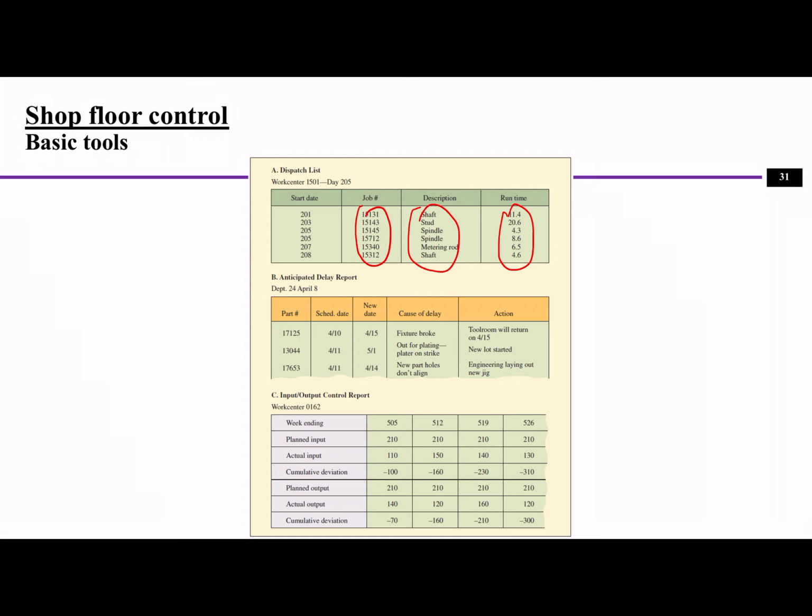Again, there's no uniform format, but these are typical activities that you need to know, because these reports convey information for your decision making, in order to make your production company more efficient.